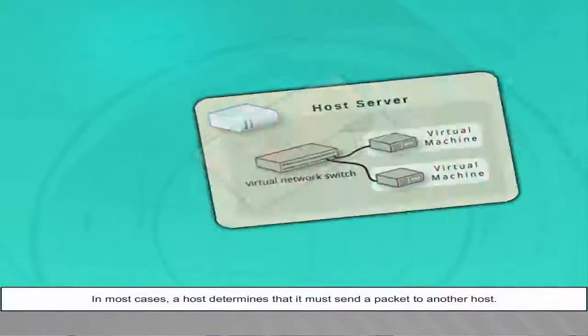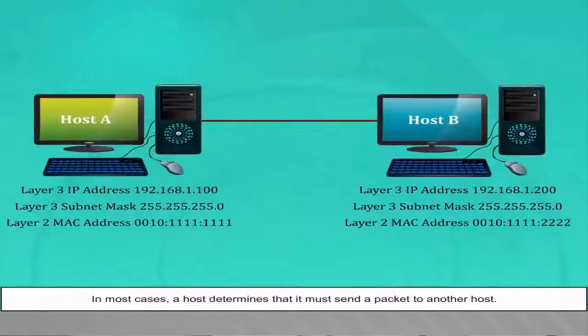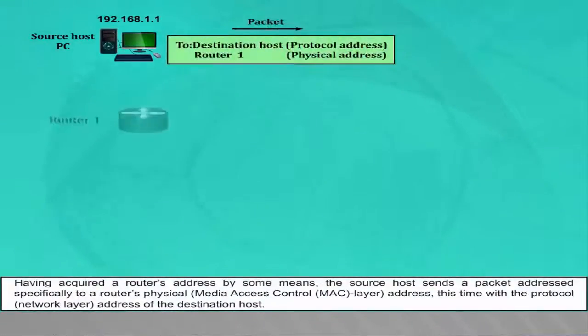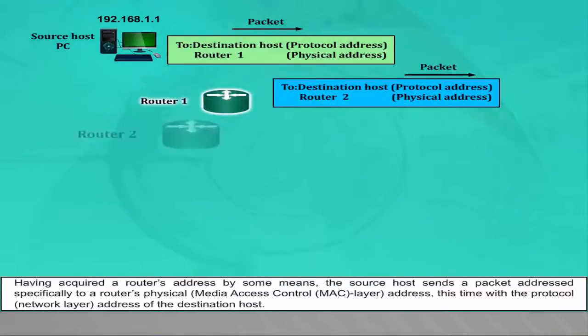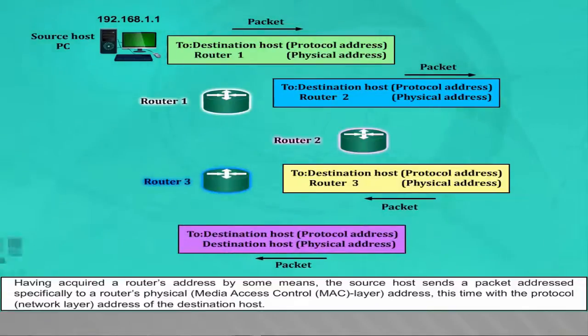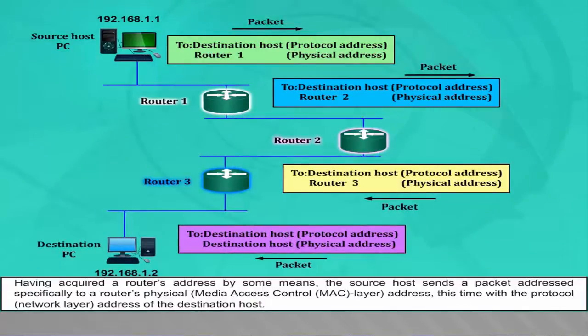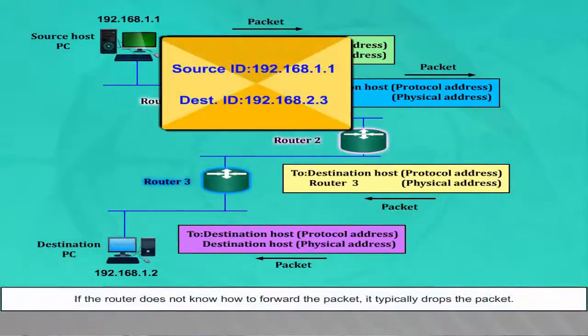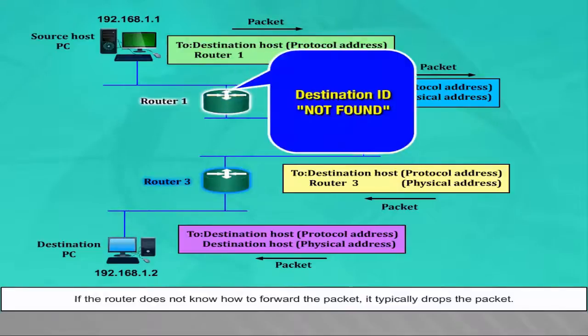In most cases, a host determines that it must send a packet to another host. Having acquired a router's address by some means, the source host sends a packet addressed specifically to a router's physical, that is, media access control MAC layer address, this time with the protocol, that is network layer, address of the destination host. As it examines the packet's destination protocol address, the router determines that it either knows or does not know how to forward the packet to the next hop. If the router does not know how to forward the packet, it typically drops the packet.